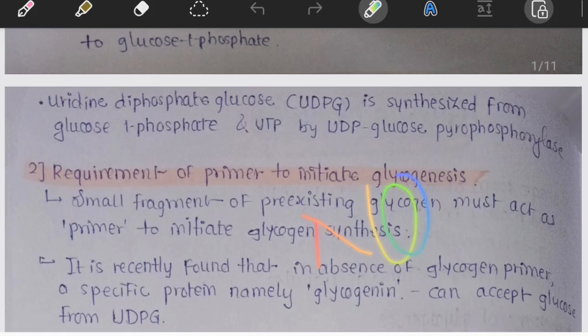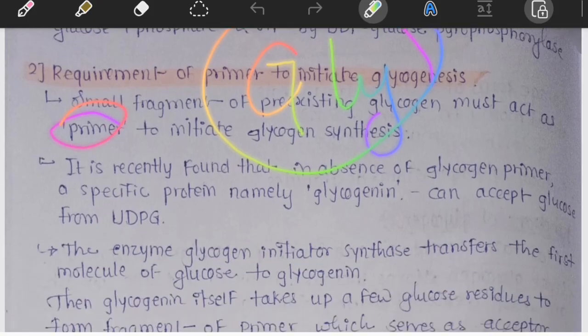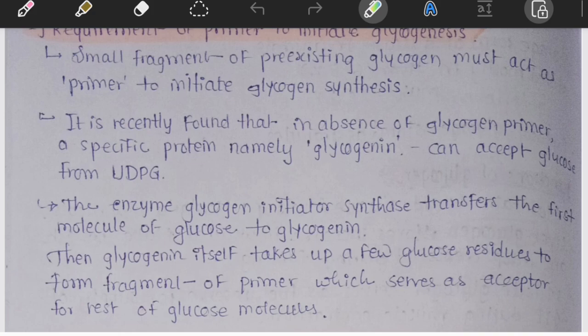The second step. Here's the interesting question: can glycogen synthase start making glycogen from nothing? No, it always needs a starter, a primer. Earlier, scientists believed that the primer always comes from existing glycogen. But what if no glycogen is present? Nature has a brilliant solution. A protein called glycogenin acts as a starter, and only then can glycogen synthesis continue. Here is one exam tip: glycogenin starts and glycogen synthase extends.